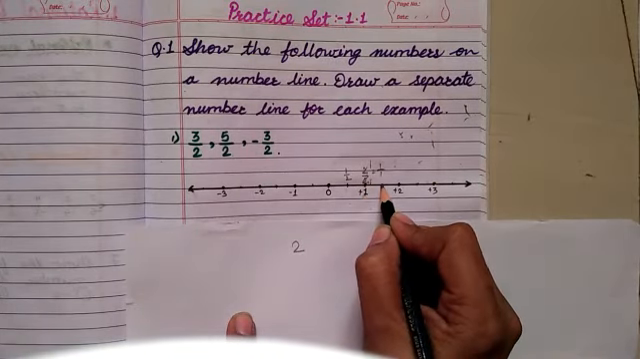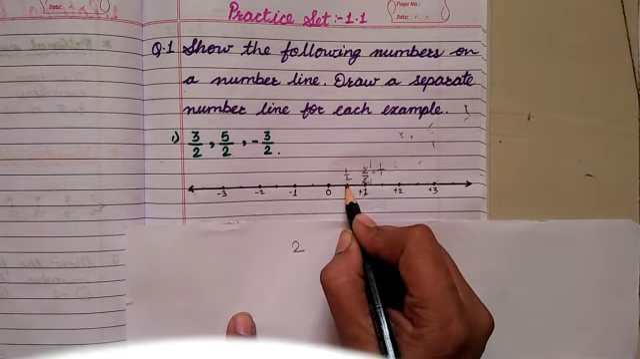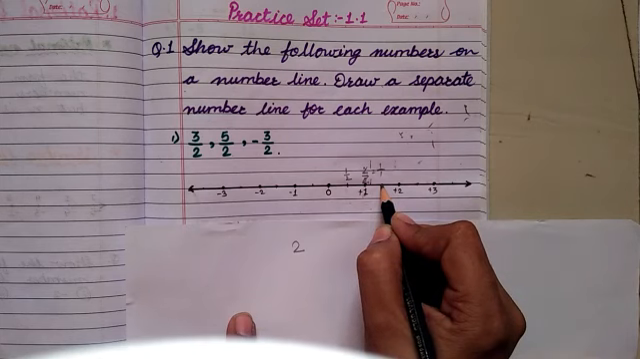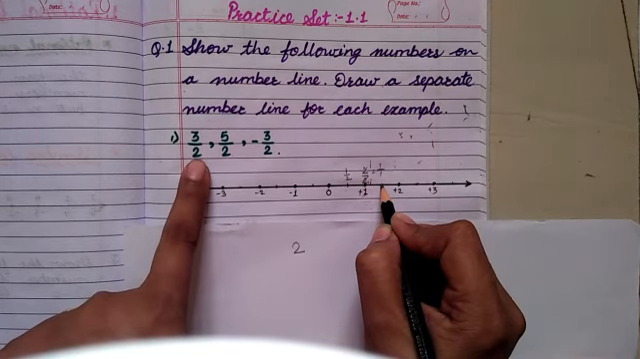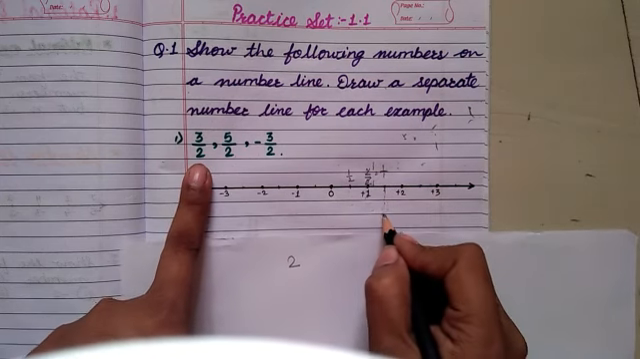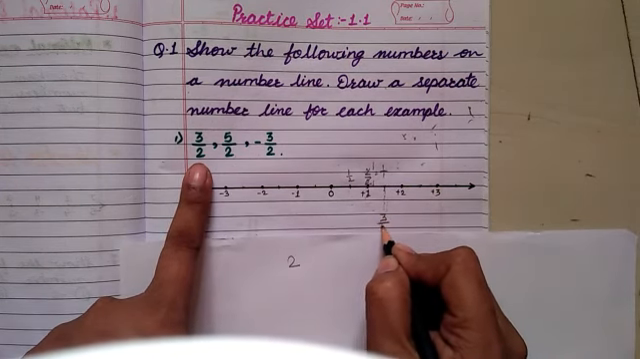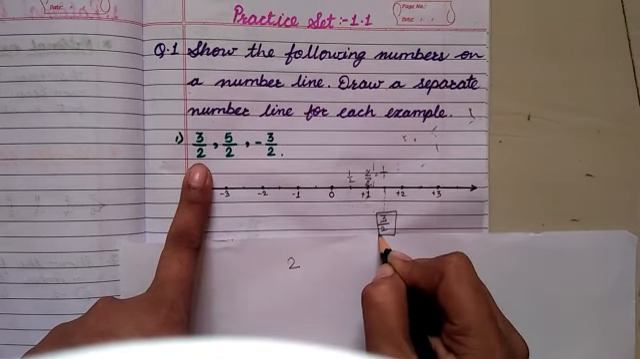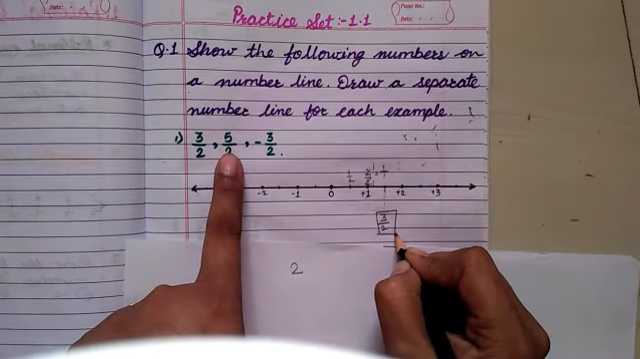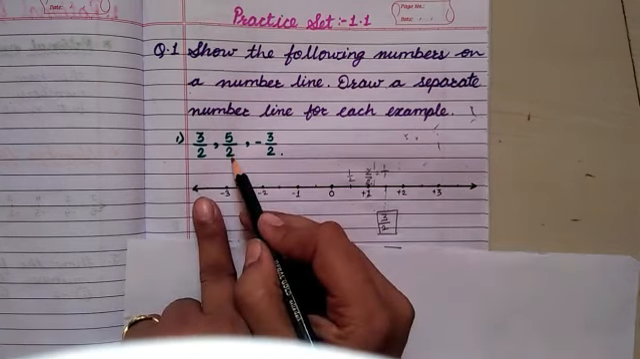Now next, after the 0, first 1 upon 2, 2 upon 2, and this one will be the 3 upon 2, which is our first number. So we have to write it here with the dotted line, 3 upon 2, which is our first number. After that, our second number which we want to show on the number line is 5 upon 2.